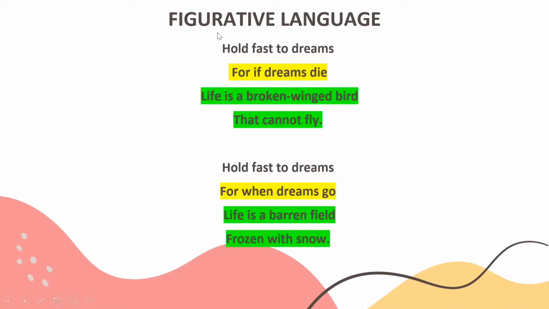Okay, the next thing I want to share with you is about the repetition. Repetition is also used in this poem, such as in the phrase hold fast to dreams, which actually comes twice, here in the second stanza and in the first stanza here. And there are other words such as hold, for, and also dreams and life. The writer uses this repetition to emphasize the meaning.